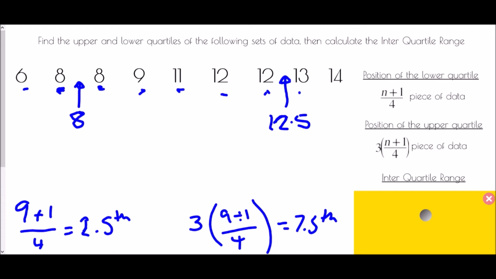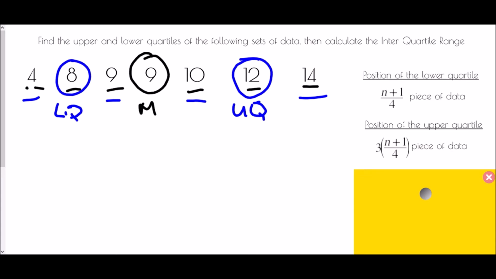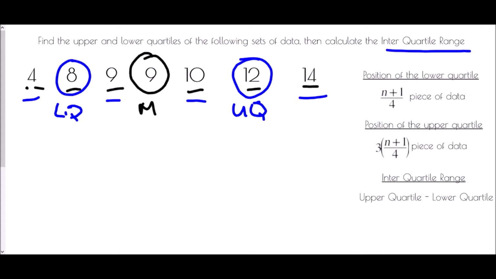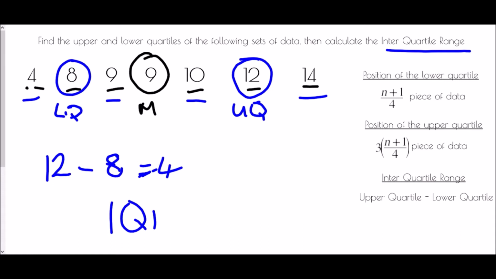And I should just point out one more piece of information. We did this earlier, but we didn't look at the interquartile range, which was the second part of the question. And the interquartile range, much like the range is the difference between the largest and smallest values, while the interquartile range is the difference between the quartiles. And so we take our upper quartile of 12, we take away our lower quartile of 8, and we get an answer of 4. Now this is what we know as the IQR, the interquartile range.